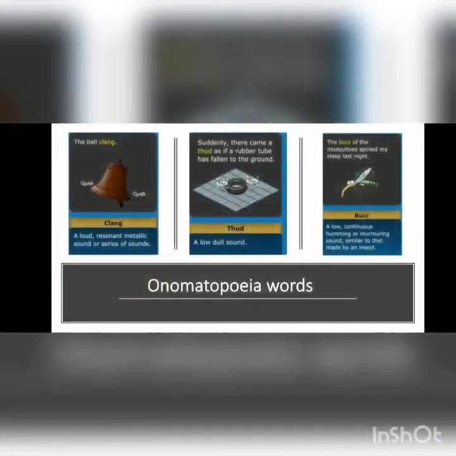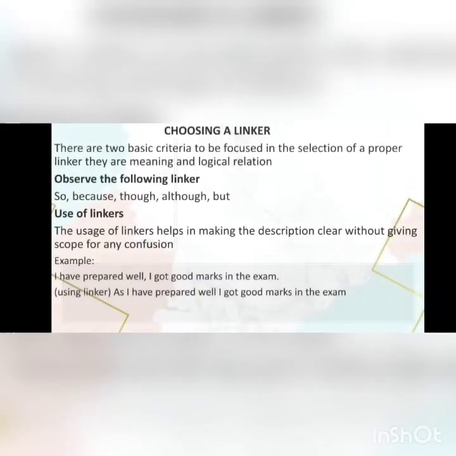Students, let us see the images. Here, look at this image. This is a bell. In the second image, a tire, and in the third image, a mosquito. The bell sounds like a clang, the rubber tube is a thud, and the mosquito is a buzz. These kinds of words are called onomatopoeia words. Let us move to the next Roman, students.